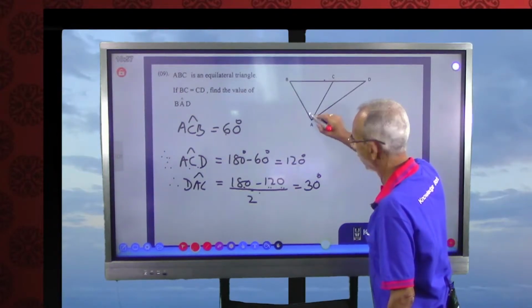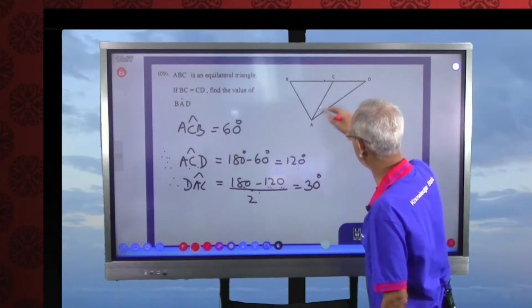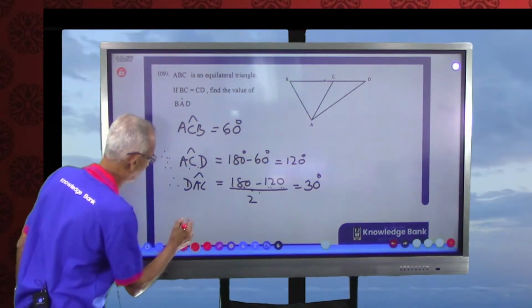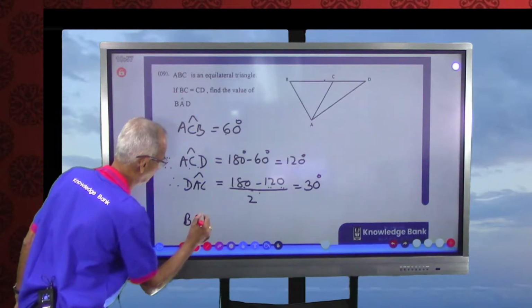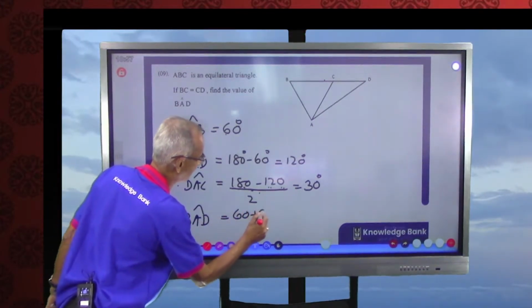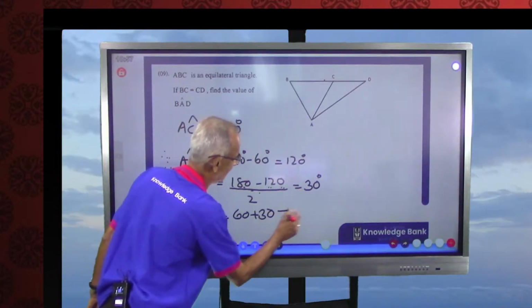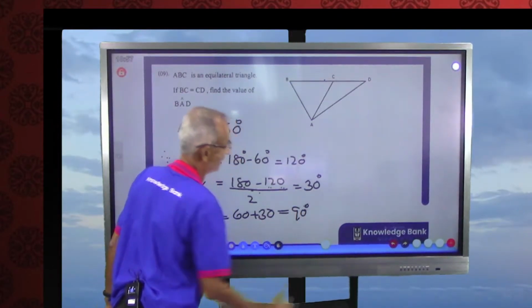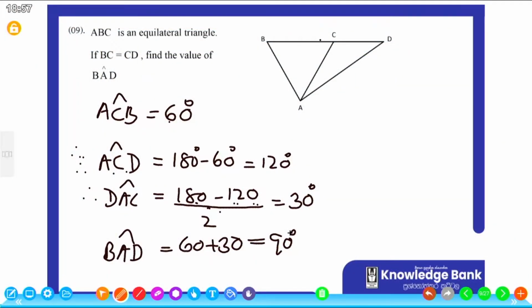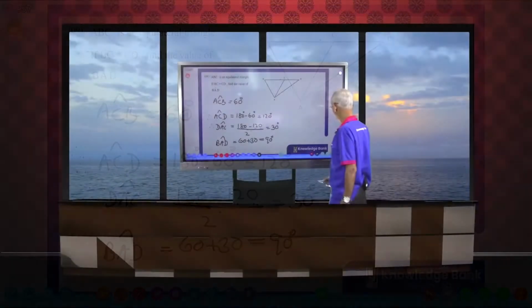DAC is 30, and already we know that the angle BAC is 60. Therefore, angle BAD is equal to 60 plus 30, which is 90. You can write here 90 degrees. That's the answer for question number 9. Okay, then let's move to the next question.